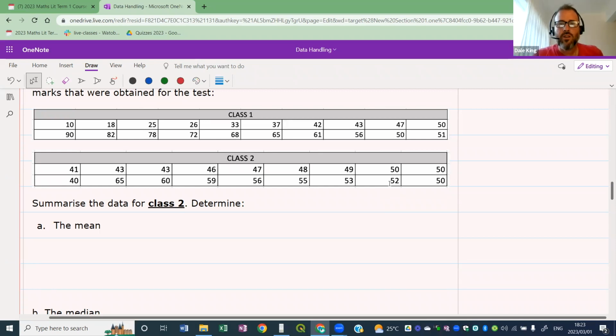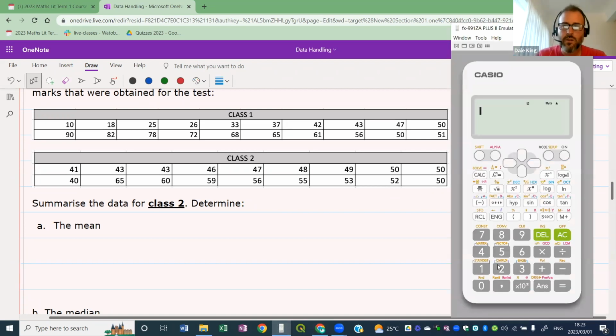Keep your value on your calculator. Let's see what we get if I do mine, and you have to check my numbers as we go. All right, I need a fraction, and I'm going to add them up. So I got 41 plus 43 plus 43 plus 46 plus 47 plus 48 plus 49 plus 50 plus 50 plus 50 plus 52 plus 53 plus 55 plus 56 plus 59 plus 60 plus 65 plus 40.